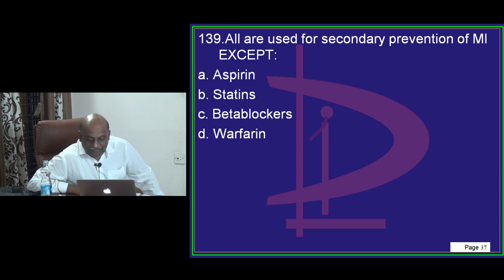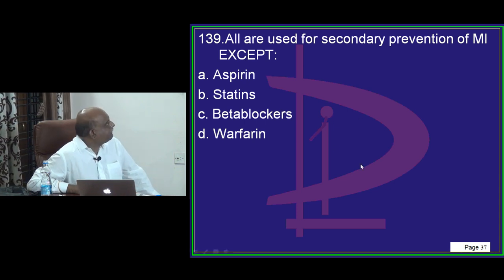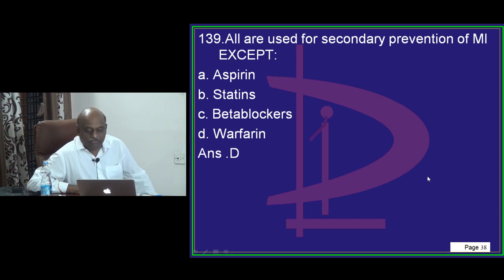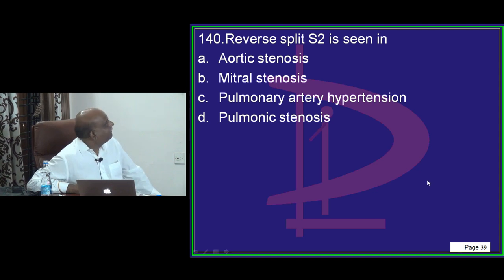Subhash Adhikari, Ravi are proposing warfarin. Excellent. Beta blocker, statins and aspirin. They all have a role, is what you need to remember.